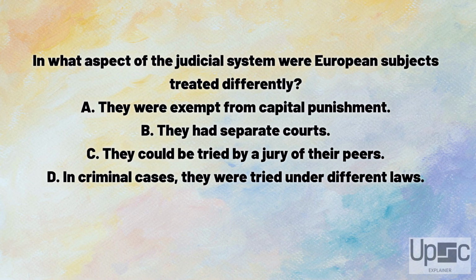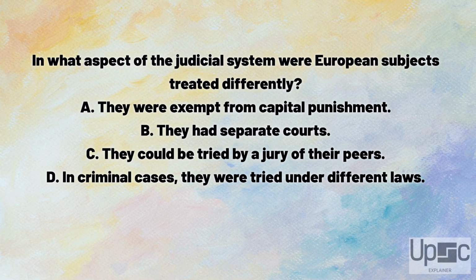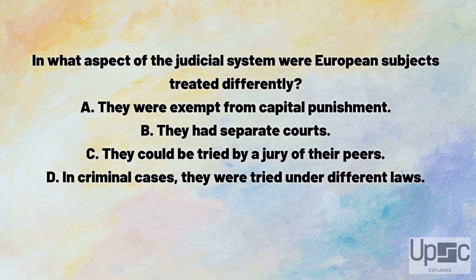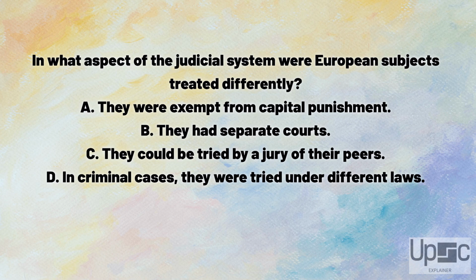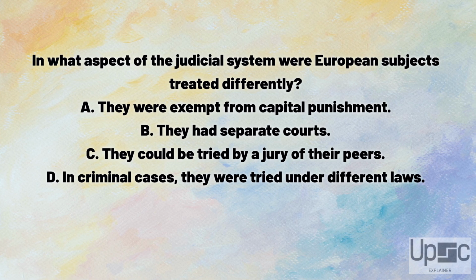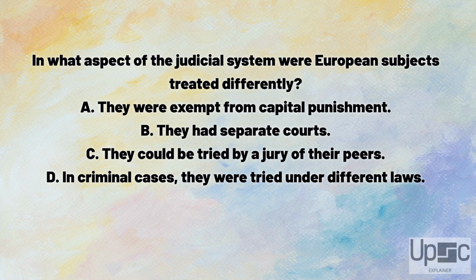In what aspect of the judicial system were European subjects treated differently? A. They were exempt from capital punishment. B. They had separate courts. C. They could be tried by a jury of their peers. D.